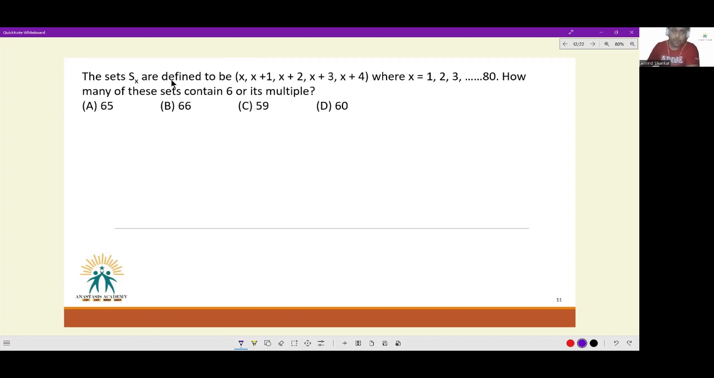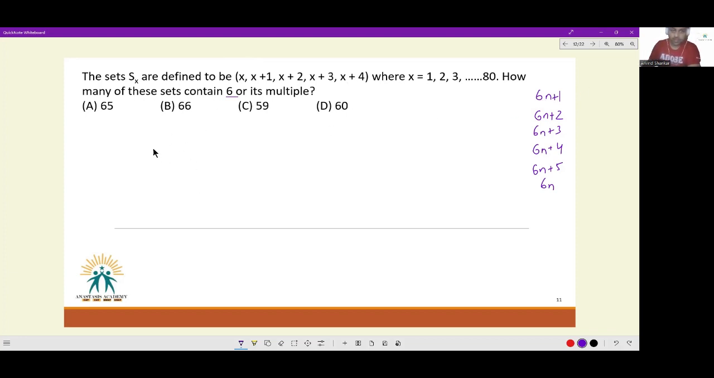All the numbers in this world can be represented in families of 6. Every number is either 6n plus 1, or 6n plus 2, or 6n plus 3, or 6n plus 4, or 6n plus 5, or 6n. This is what I mean by family of numbers. Given that we have 5 consecutive numbers here.